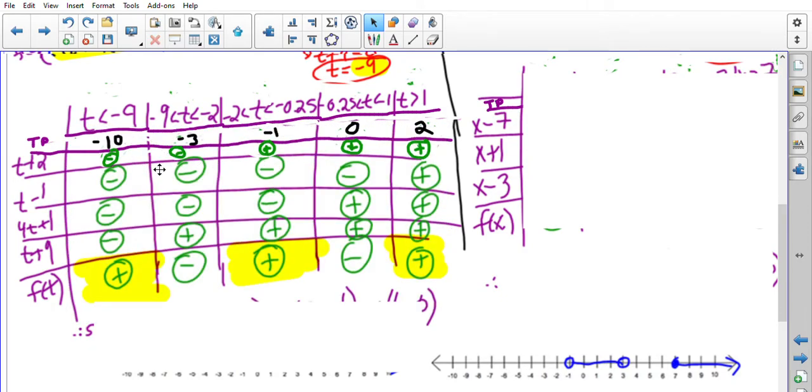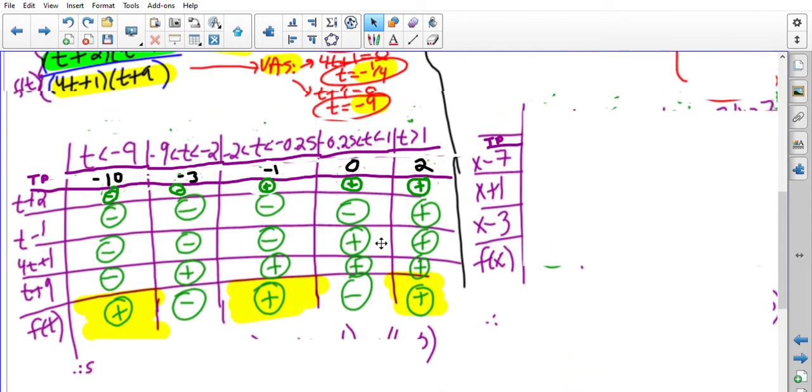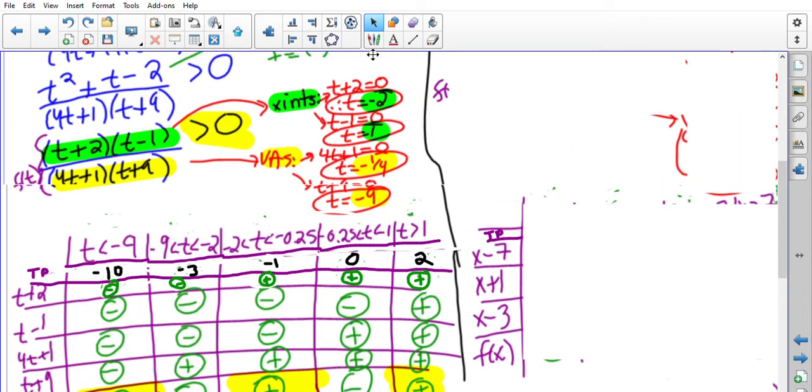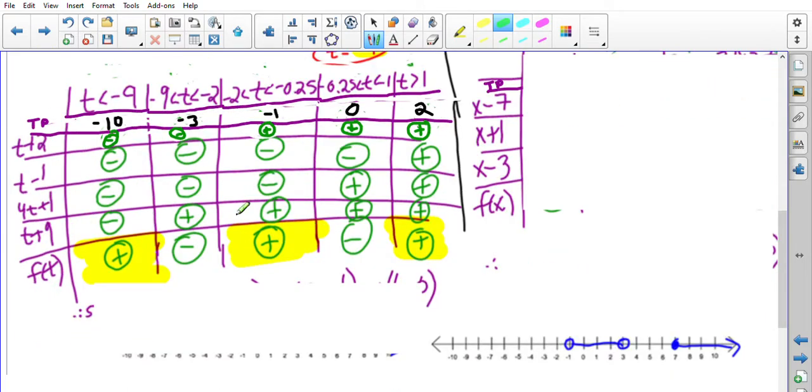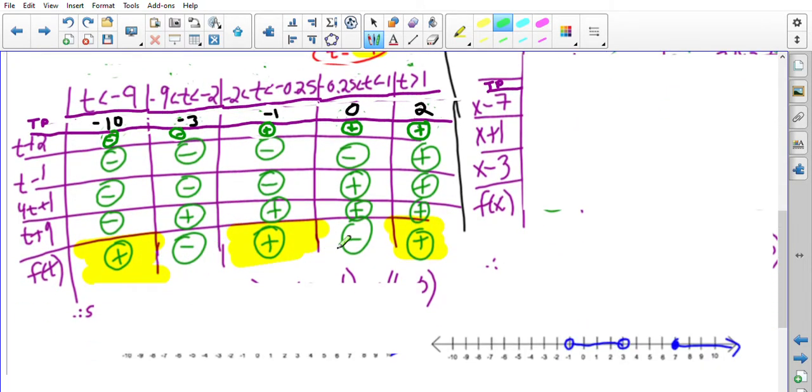When you complete all your work, you should get final answers of positive, negative, positive, negative, positive. So we're going to go back to our question here. Our question asks for where f of t was greater than 0. So that's why I've highlighted these sections, because that's where it is positive.